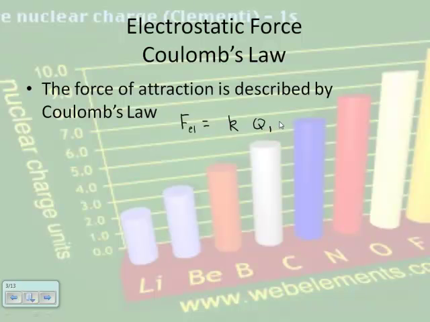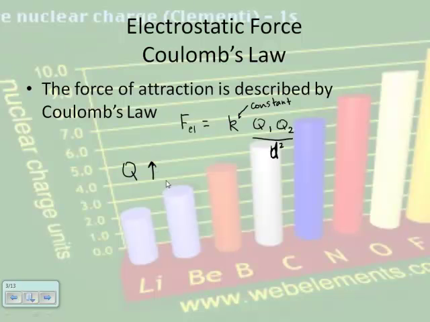The charge of one particle times the charge of the second particle, Q1 Q2, divided by the square of the distance between them, d squared. And then this K is just a constant. We're not going to get to mess with that because it's always constant.